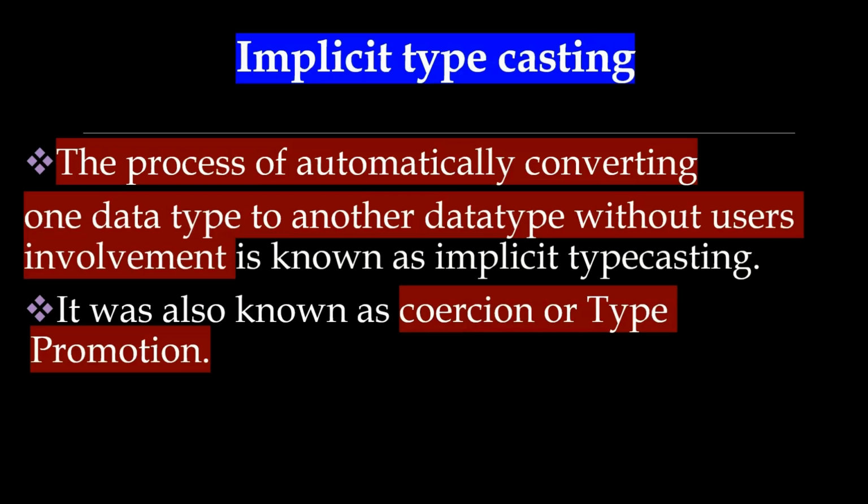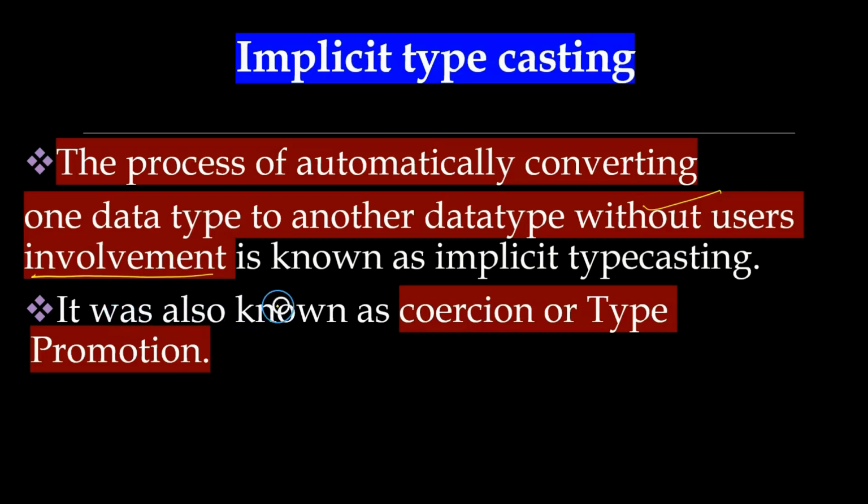What is meant by implicit typecasting? Implicit typecasting is nothing but the process of automatically converting one data type into another data type without the user's involvement. In this typecasting, the user's involvement will not be there. The conversion will be done automatically by the interpreter, so that's why it is called implicit typecasting.